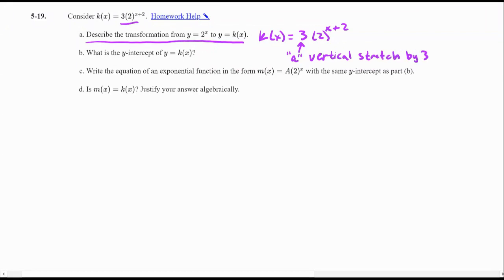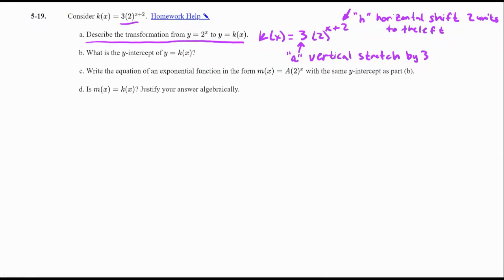Then we have this number being added within the exponent, which we're going to call our h value. And this one's a little bit weird because it's kind of the reverse of what we would think. If it's x plus 2, we're shifting this horizontally. So we're going to call this a horizontal shift 2 units to the left. So again, it's reverse of what you might think with an h value because usually we think if we're adding, we're going to the right, but in this one, it's kind of the reverse.